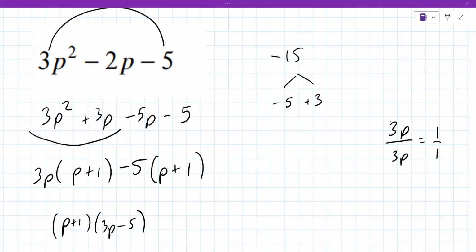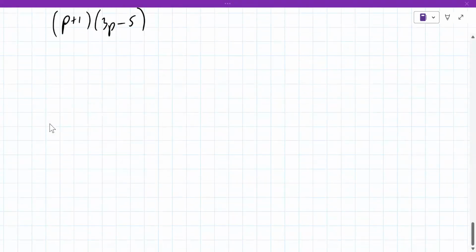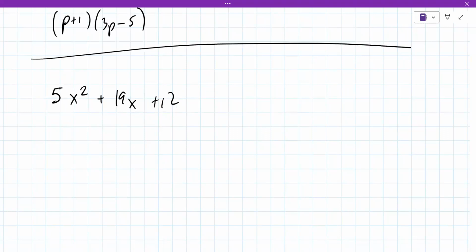You think we should do one more of these? Yeah. Is it okay if we do one more? Sure. Or I have you do one more? Okay. We'll make it all positive so there's no signage. 5x squared plus 19x plus 12. Okay.